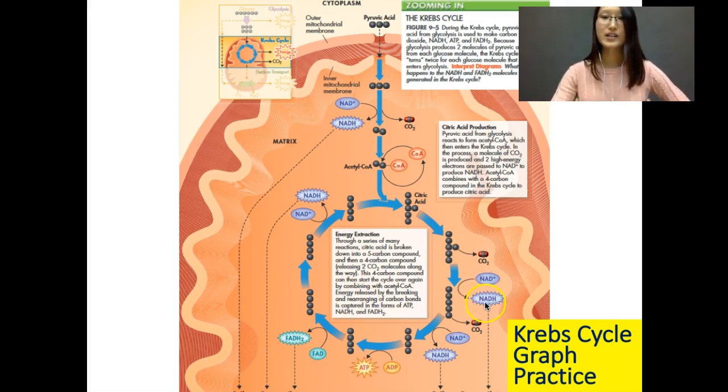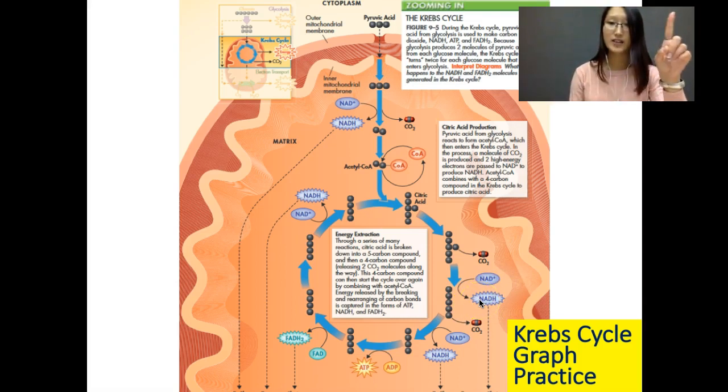There's NADH again. Remember, we already produce NADH in glycolysis. We produce NADH in pyruvate processing. Now we're producing NADH in the Krebs cycle. Okay, that's the 3 places that produce NADH during the cell respiration process. So this right here is NADH, NADH again, NADH again. This right here also goes into the electron transport chain.